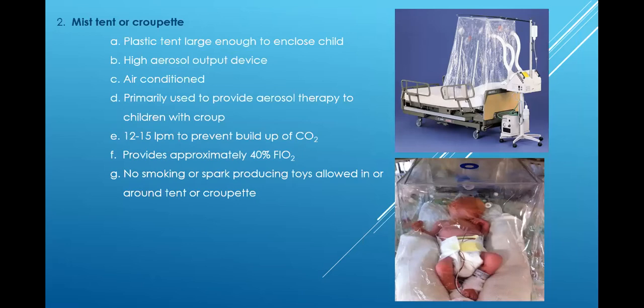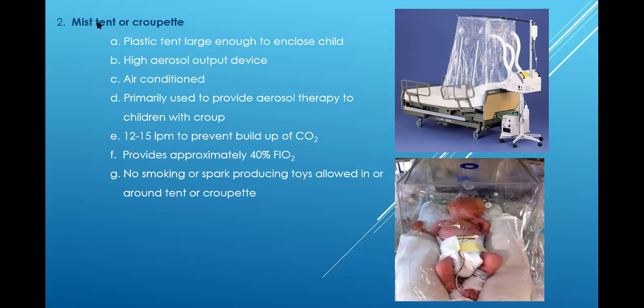The number two high flow system is a mist tent or a croupette. You ever seen one of these? The mist tent or a croupette. That is another high flow device. This is in your toolbox. This says nobody's toolbox but yours. This is not nurses. This is not doc. This is yours, respiratory. You come set this kind of stuff up on your babies, premature or just a baby with croup cough, sick. You know, sick baby, RSV, whatever, right?